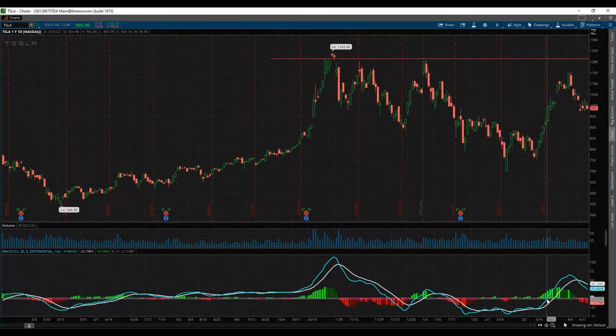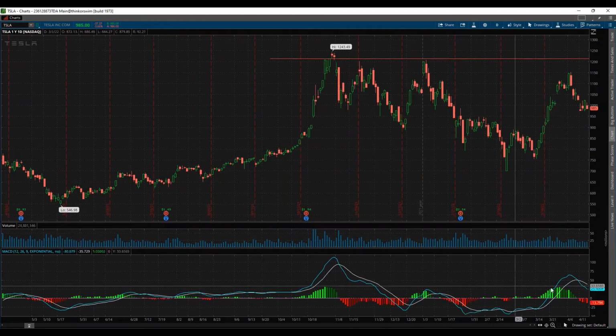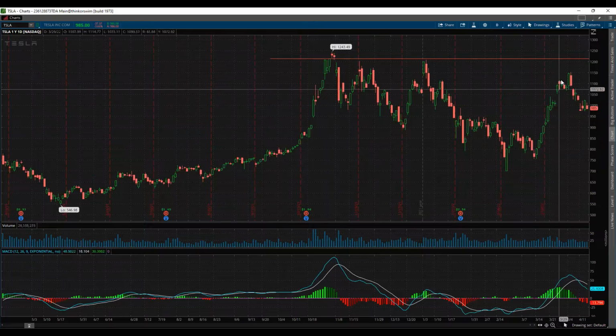You should be happy if this MACD line went above the zero line, that's more bullish, right? And it's a similar situation like this. So now 873 to 1140, right? Another $300, $200 profit there.